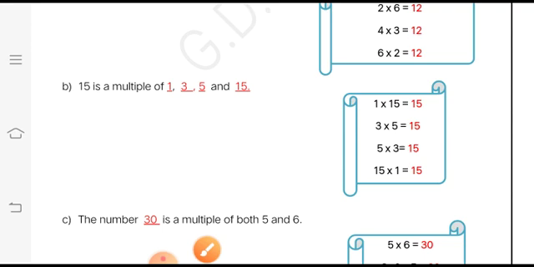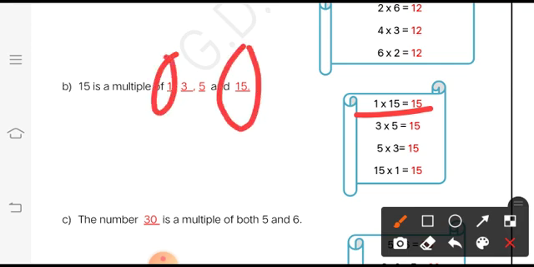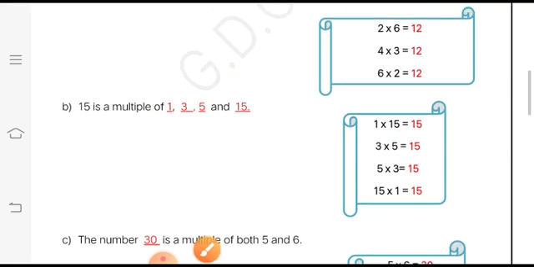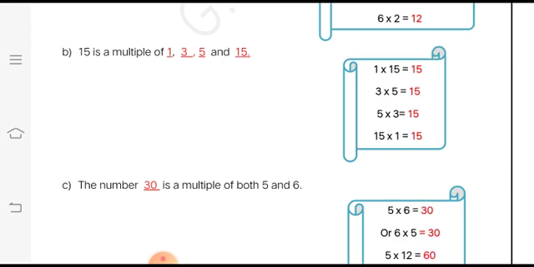Next we have: 15 is a multiple of. We know that 1 into 15 is 15. So 15 is a multiple of 1 and 15 also. And then we have others. We know that 3 5s are 15. It means 15 is a multiple of 3 and 15 is a multiple of 5. And these are always written in ascending order.